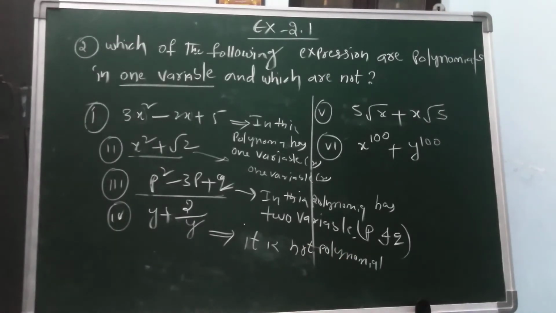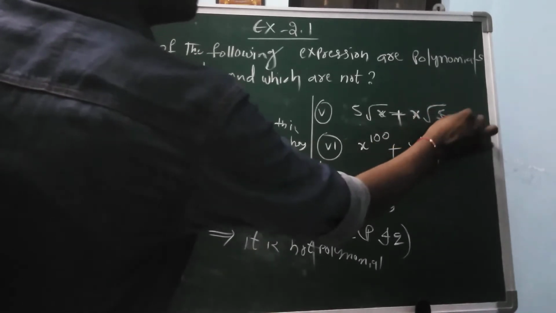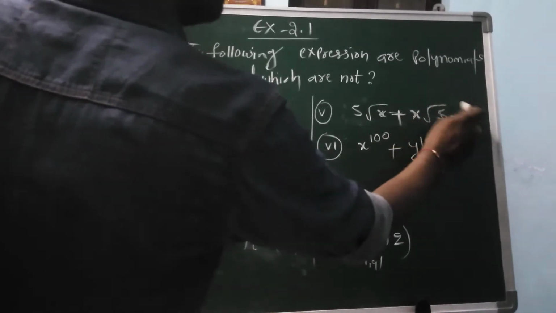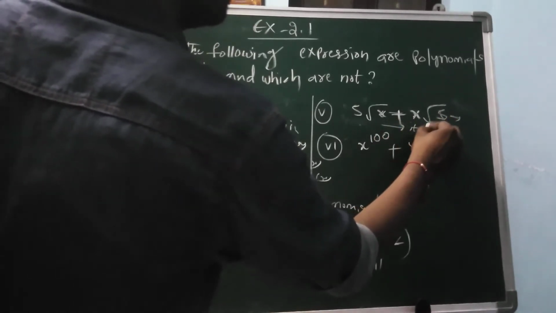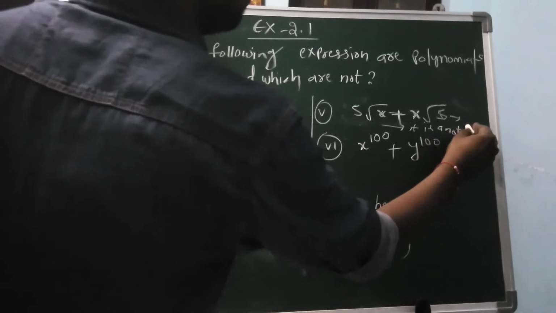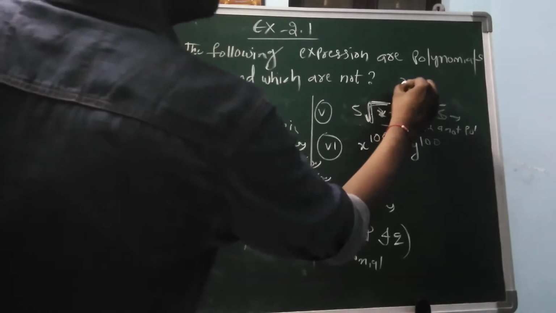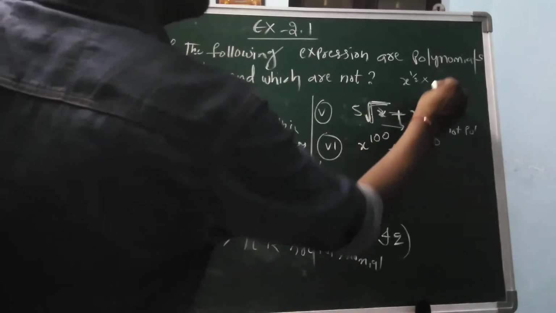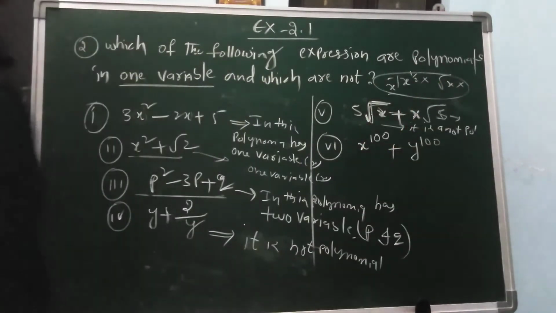Are you clear? Okay. Now the next problem: 5 root x plus x root 5. It is also not a polynomial. Write down: it is not a polynomial, because here the variable root is given. So x power 1 by 2 is also not a polynomial. Root x is also not a polynomial. x power minus 1 is also not a polynomial. Remember that.